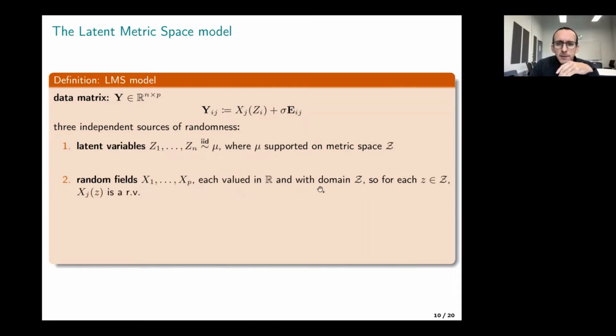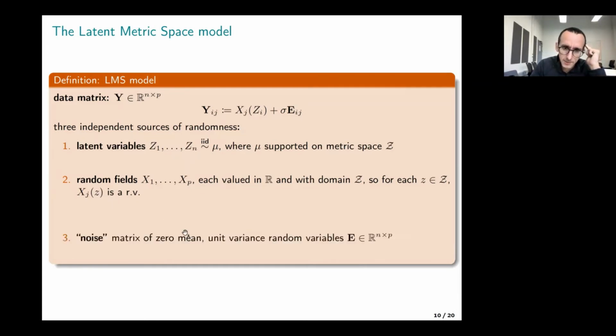So what does it mean, a random field? Each X_j is a stochastic process whose domain is the metric space Z. Right, so what does that mean? It just means that if I fix a little z in my big Z, then X_j(z) is a random variable. And the third source of randomness is, in inverted commas, noise. It's a matrix of random variables, which I'm going to assume all have zero mean, and it's going to be convenient, although not really essential for the results that I'll talk about, that they all have unit variance. So that's the basic structure of it.